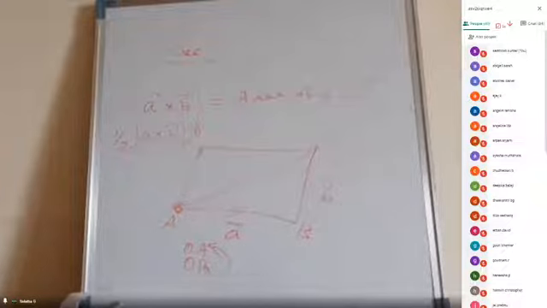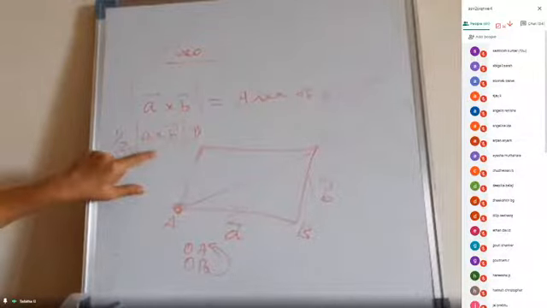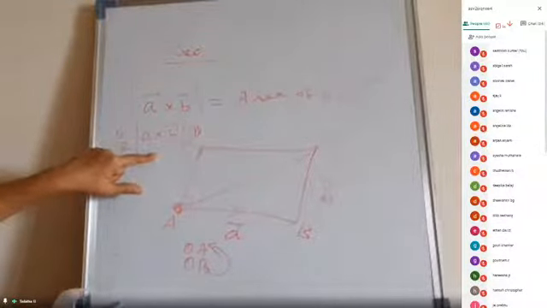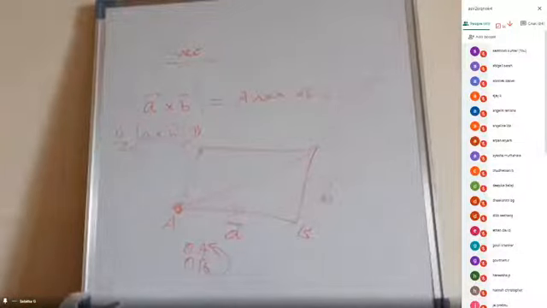Dot product, if you use it, you get the length of the side. But here, area you will get. After finding the cross product, you have to use modulus to get the area. Otherwise, you will get a vector form. A cross B means you will get a vector. If you take modulus, you will get the area.